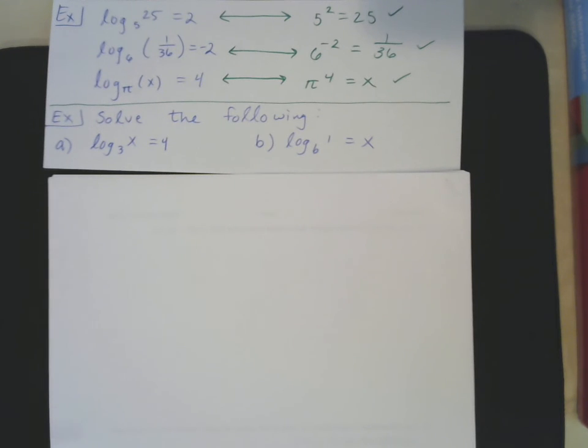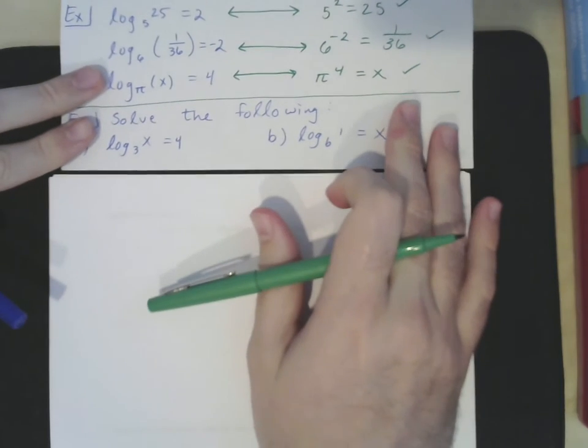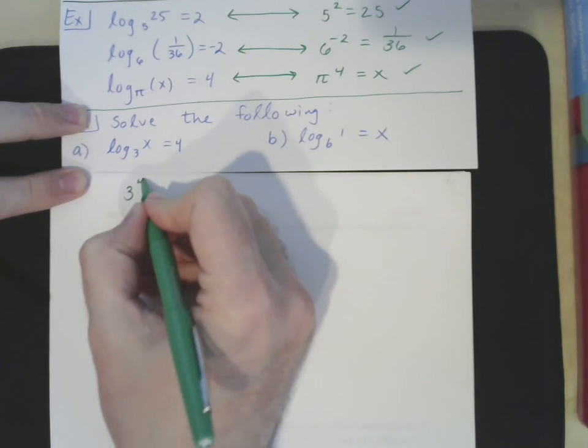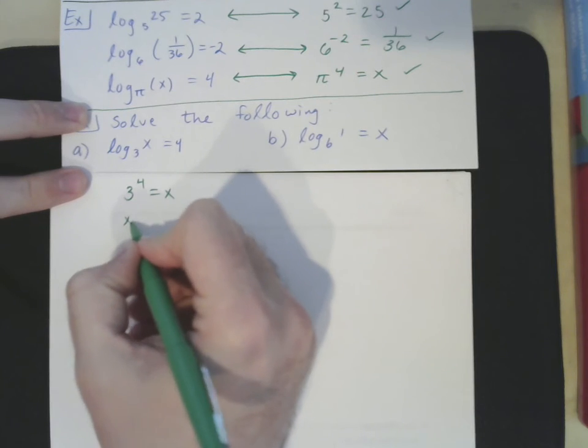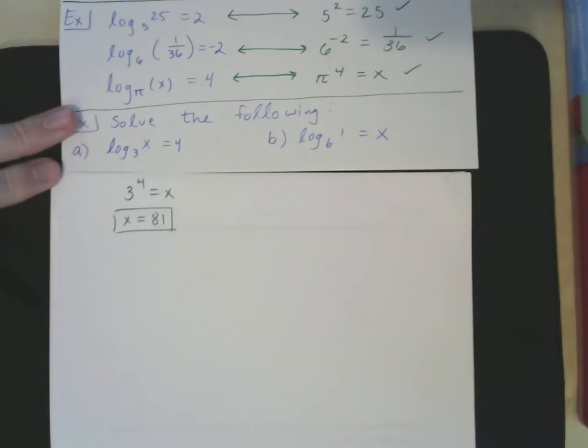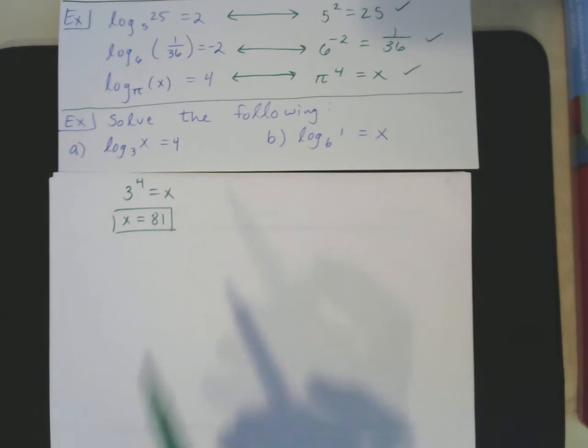So in part A, switching to our associated exponential, our base is 3. It's 3 to the 4th equals x. And so x equals 3 to the 4th, which is 81. So that's how we solve a basic logarithm when you're trying to solve for the argument, x. Switch it to your exponential and evaluate.